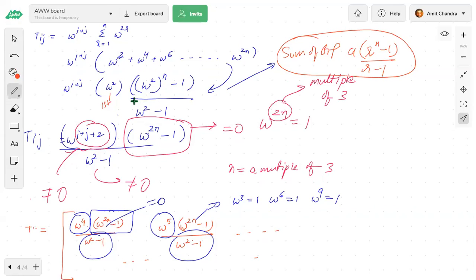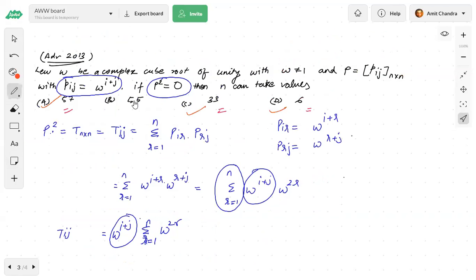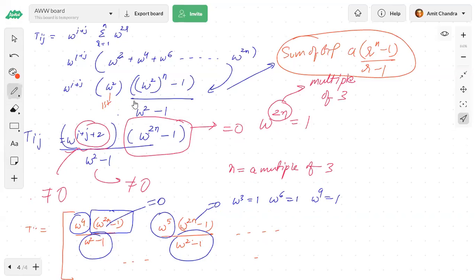Very good. So this was a question based on the multiplication of matrices. This was asked in 2013 JEE Advanced. Now let's move forward.